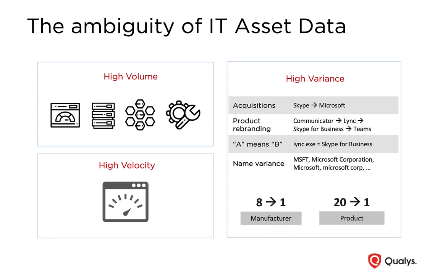Qualys tackles the volume and velocity challenges by providing a powerful cloud platform capable of processing asset telemetry in near real time. With asset inventory, customers can tackle high variance challenges of asset data and make their asset inventory consistent and uniform, which is essential for having inventory clarity and accuracy. You have a high volume of data, and vendors are constantly changing and rebranding themselves. Qualys normalizes and categorizes your information in a single place.